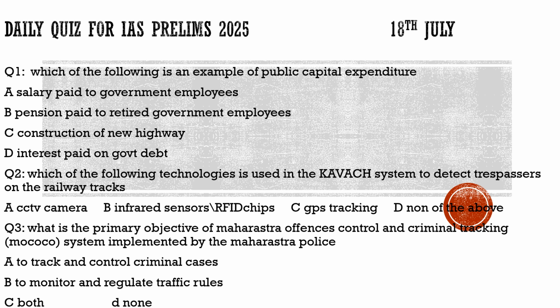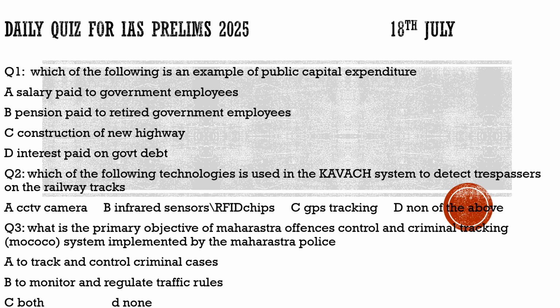So without any delay, let's start with our question number one. It says, which of the following is an example of public capital expenditure? We discussed this in the day session. We saw a decrease in the public capital expenditure, but we also saw that the private investment in public capital expenditure has increased. So with this, we had framed a question: which of the following is an example of public capital expenditure? First, salary paid to government employees.